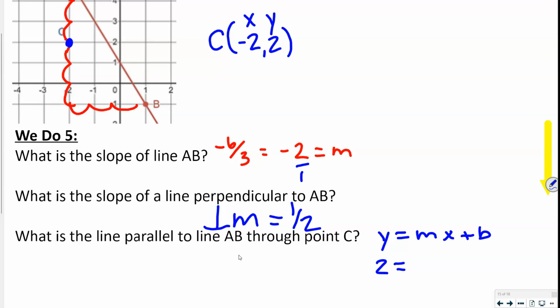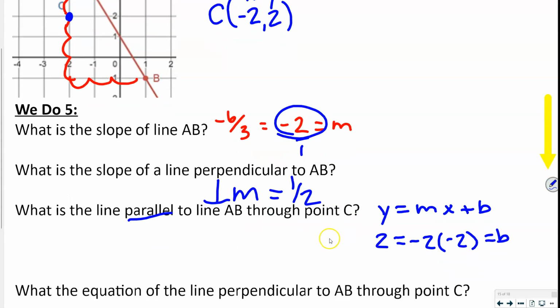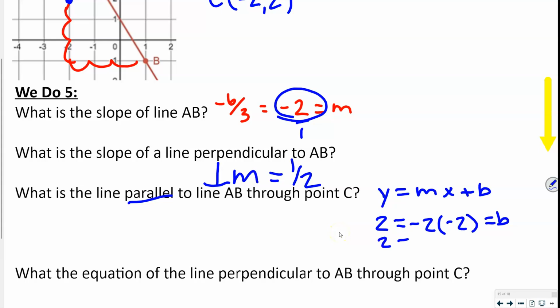And we're looking for parallel. So we're looking at this slope right here, our original slope, our negative 2, times our negative 2, which is our x, okay? So this is going to be 2 equals 4, because negative times negative is positive. That's supposed to be plus b. Sorry about that, y'all. Plus b. So we're going to subtract 4 from both sides. So that means b is going to be equal to negative 2 here.